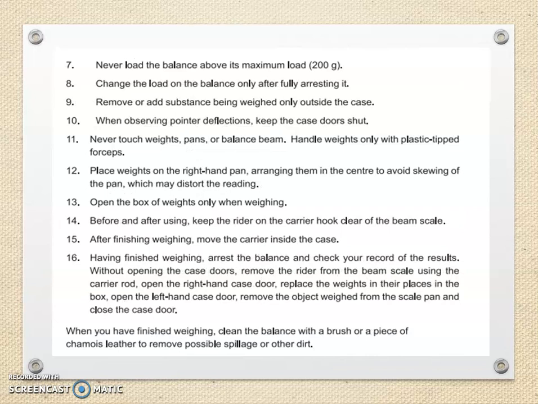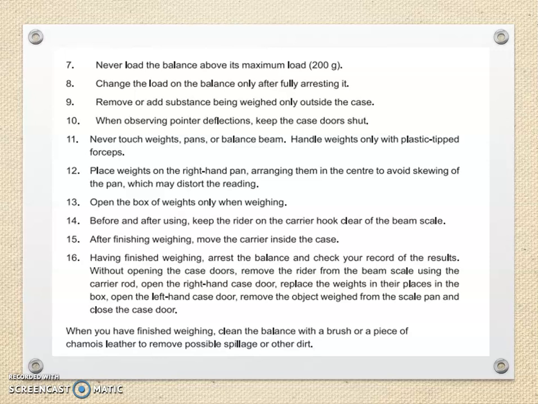Never load the balance above its maximum load, that is 200 gram. Next rule, change the load on the balance only after fully arresting it. Remove or add the substance being weighed only outside the case. Next rule, when observing deflection, keep the case door shut. Never touch weights, pan or balance beam. Handle weights only with plastic tip forceps. Next rule, place weights on the right hand pan, arranging them in the center to avoid swinging of the pan, which may distort the reading.